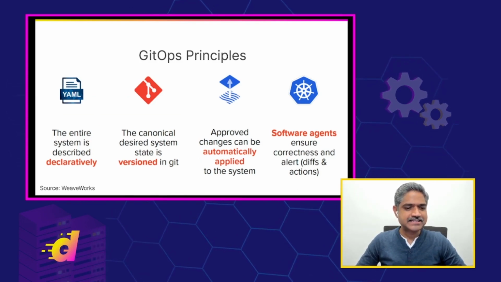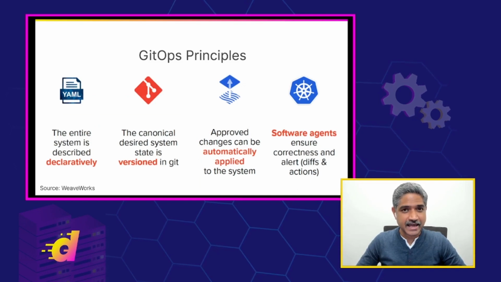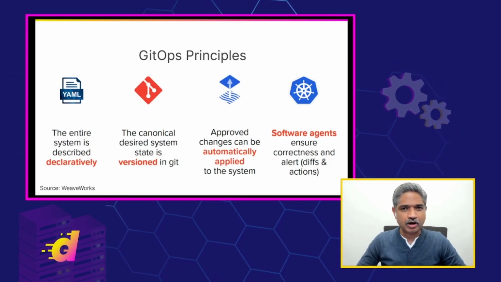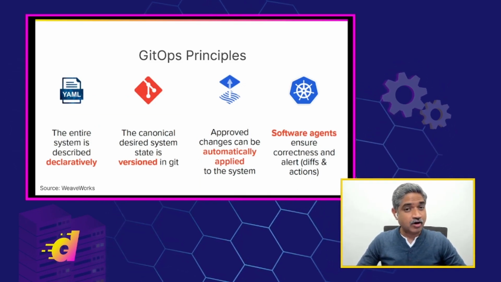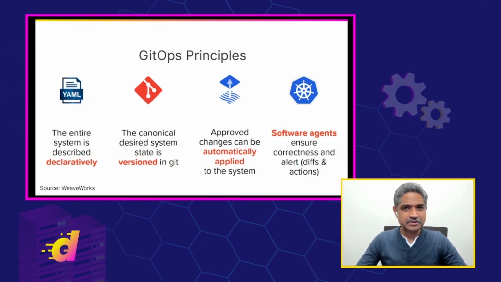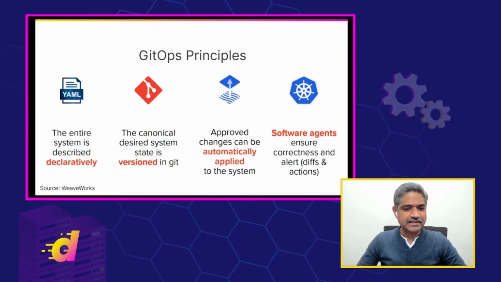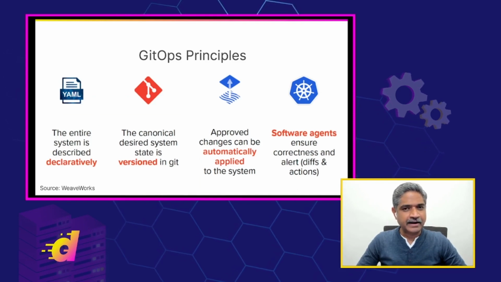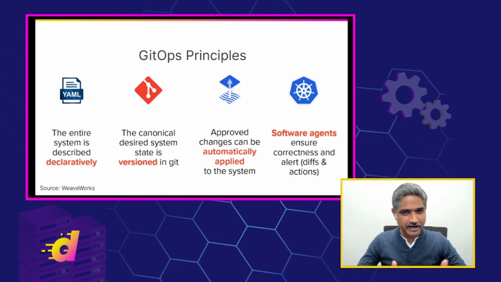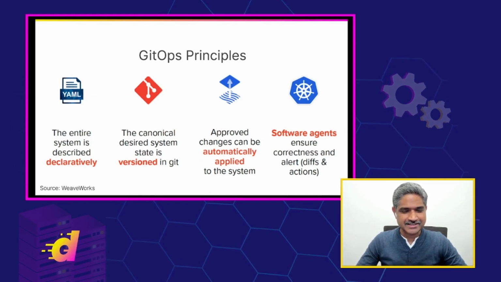The entire system is described declaratively, whether it is a Helm chart, YAML, a Kustomize file, or a JSON file, everything is available declaratively. And it is canonically maintained and versioned in Git. No brainer. It is GitOps, and Git is a single source of truth.